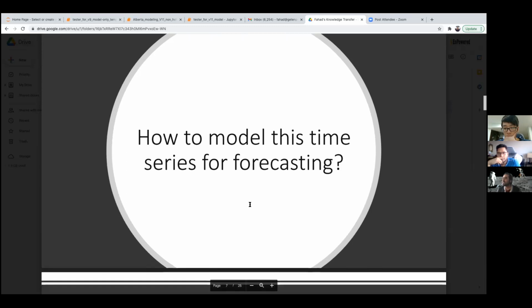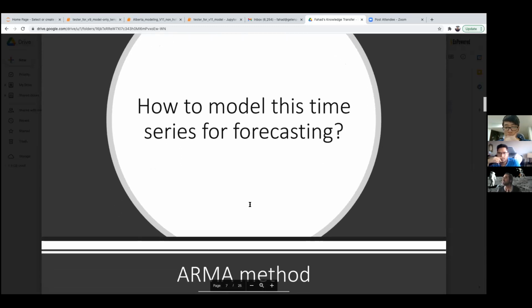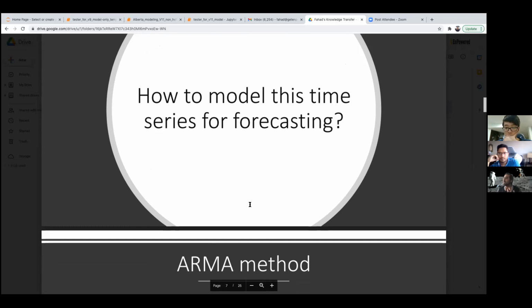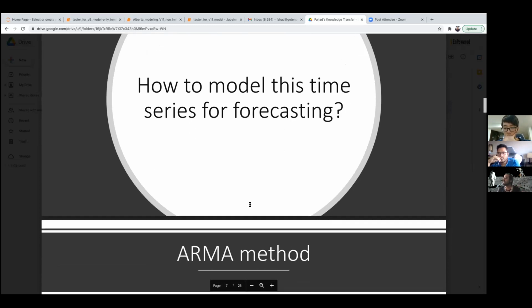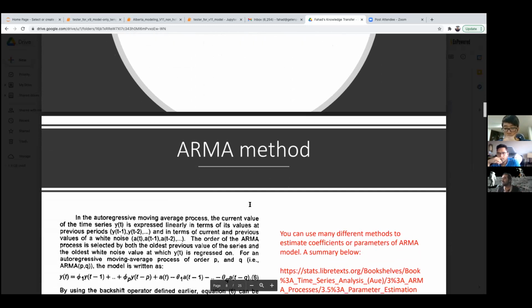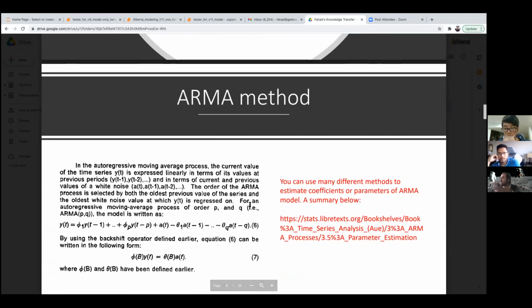So what is a time series model, right? A time series model is actually the generating process of the data distribution that is kind of like resembling the original situation. So then we had the ARMA method. We described the ARMA method, right?